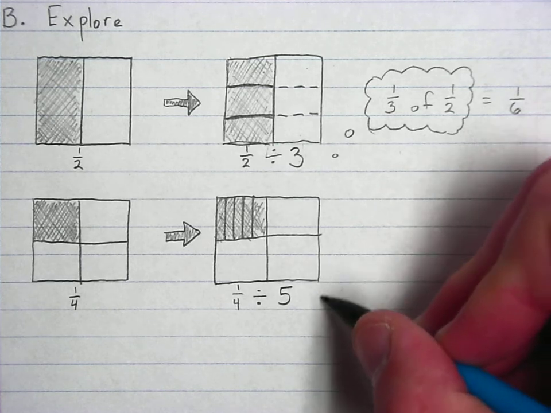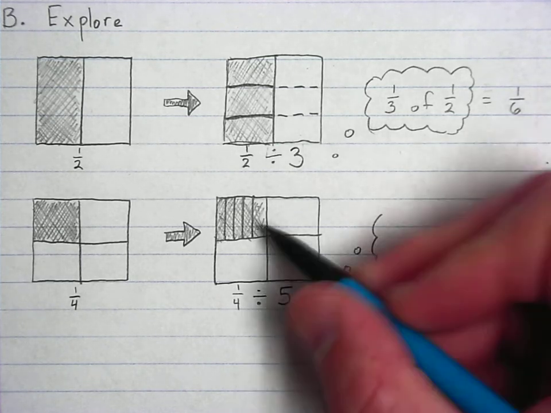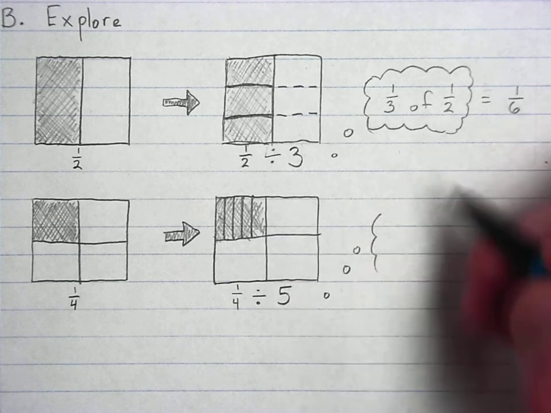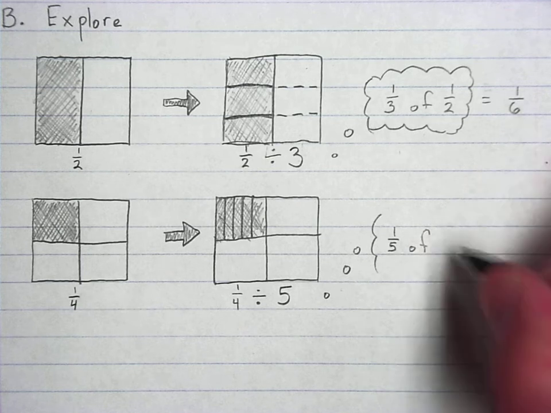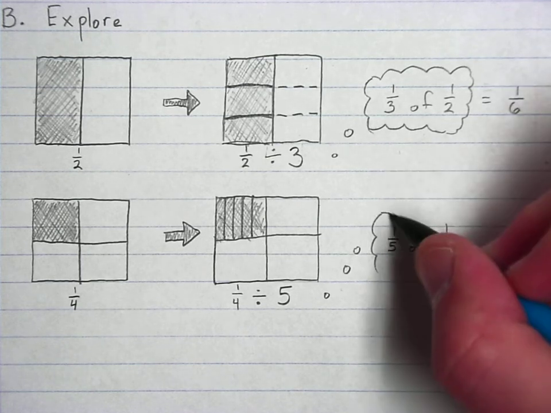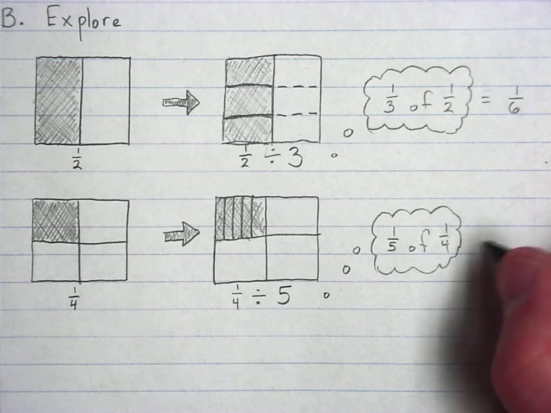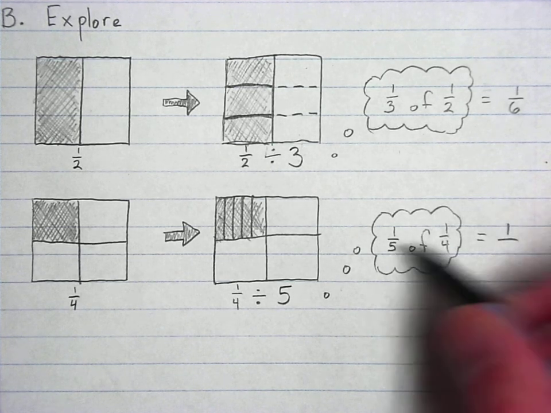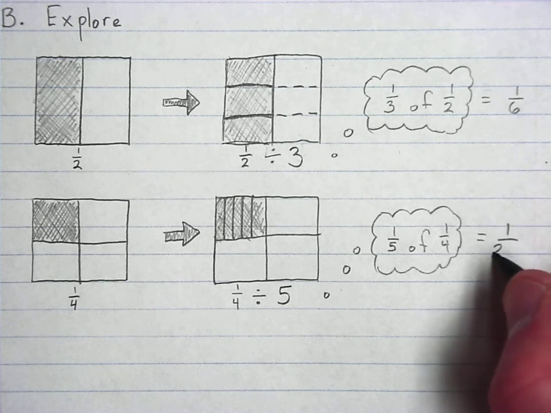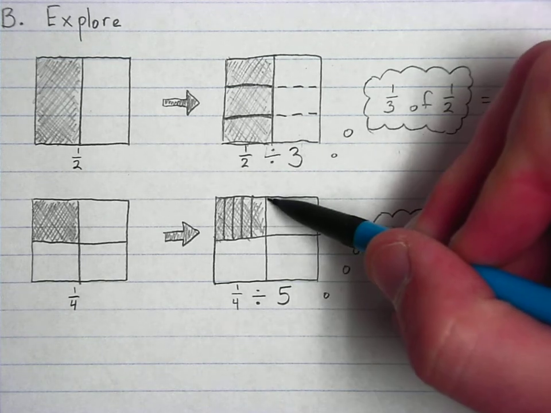So once again, I'm going to think to myself, okay, each of these slivers is 1/5 of 1/4, which means 1/5 times 1/4. Well, 1 times 1 is 1. 5 times 4 is 20. 1/20.